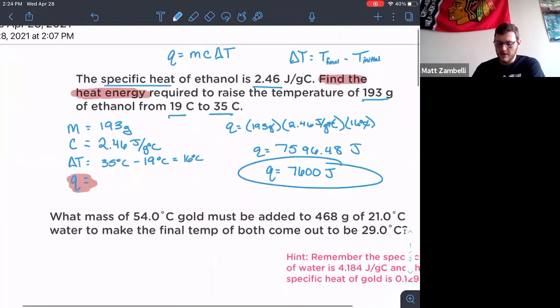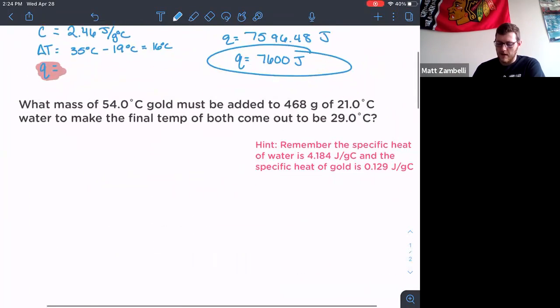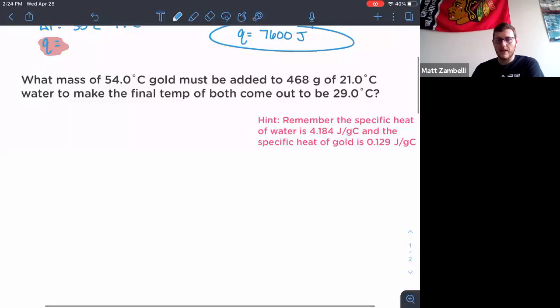All right, so number 2, the second question got a little bit harder, okay? And it was meant to be a little bit harder. It says, what mass of 54 degrees Celsius gold must be added to 468 grams of 21 degrees Celsius water to make the final temperature of both to come out to 29 degrees Celsius?